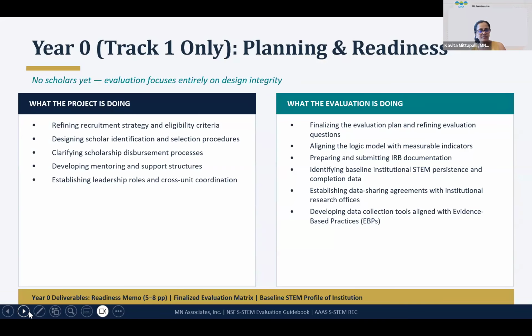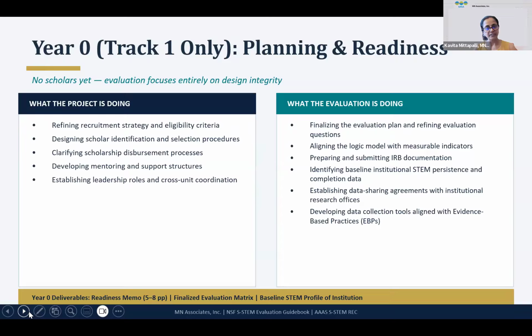Okay, so let's put a little bit more structure in terms of what evaluation looks like in year 0 of track 1. Track 1 year 0 is mostly planning and readiness. There are no scholars yet, and the evaluation focuses entirely on the design. Keep in mind, there are no outputs or outcomes to measure, but what happens here sets the foundation for everything that follows in year 2 onwards.